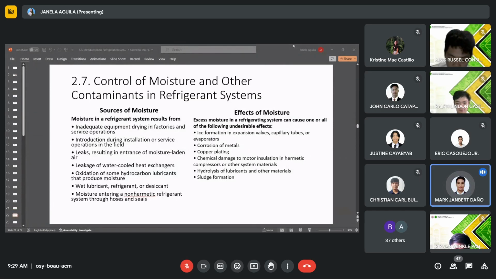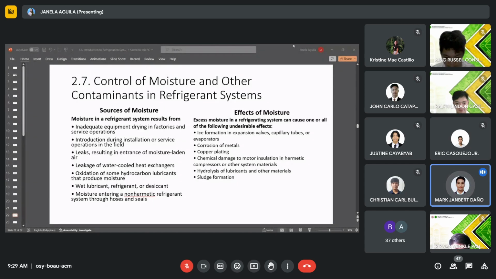Under pa rin po ng controls of moisture and other contaminants in refrigerant systems, dito po yung ating sources of moisture at effects of moisture. Sources of moisture. Moisture in a refrigerant system results from inadequate equipment drying in factories and service operations. During the manufacturing processes of refrigeration equipment or during service operations, insufficient drying of components can leave moisture trapped within the system. Nangyayari po ito due to improper procedures at yung hindi sapat na oras na nakalaan para sa drying or hindi sapat na equipment used for the drying process.